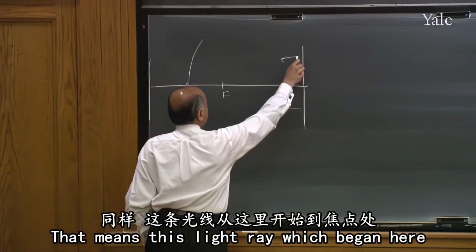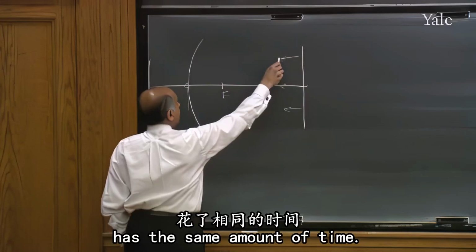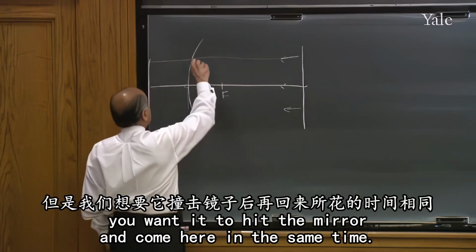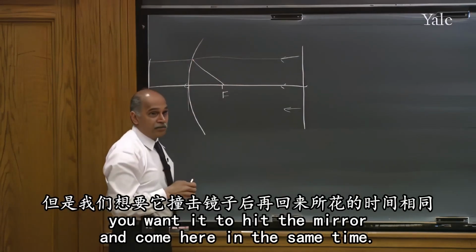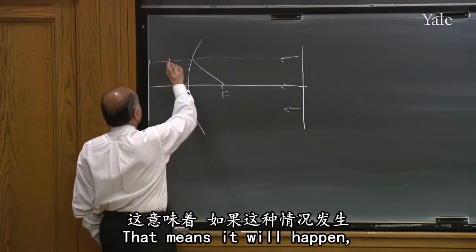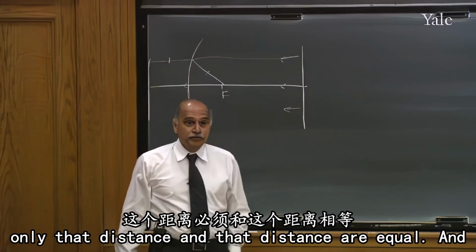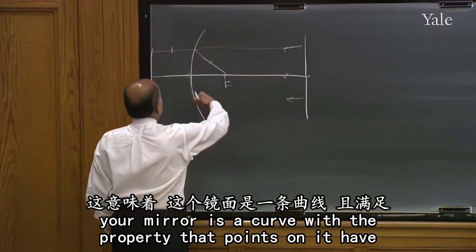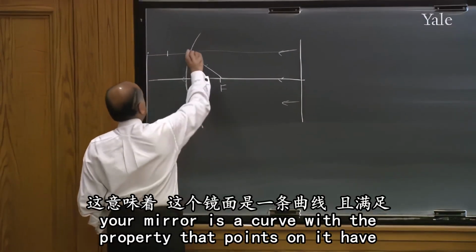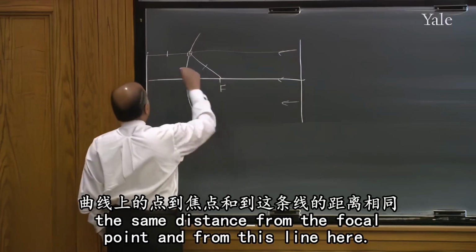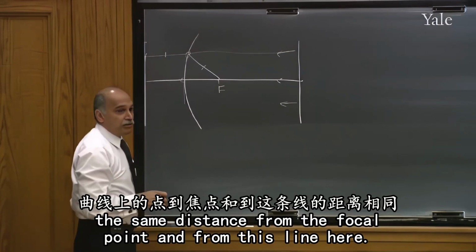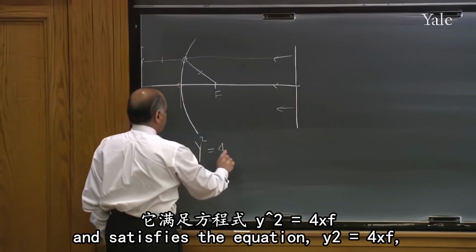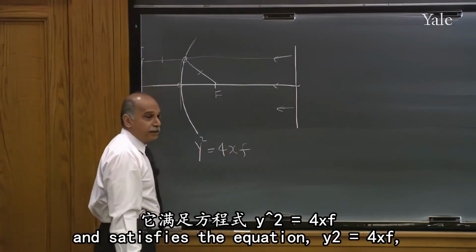That means this light ray, which began here, has the same amount of time. But for this mirror here, it's got the time to go there. But you want it to hit the mirror and come here in the same time. That means it will happen only if that distance and that distance are equal. And this must be true for any ray parallel to the axis. That means your mirror is a curve with the property that points on it have the same distance from the focal point and from this line here. And there's a name for that curve, and that is the parabola, and it satisfies the equation y squared equals 4xf, where f is the focal length.